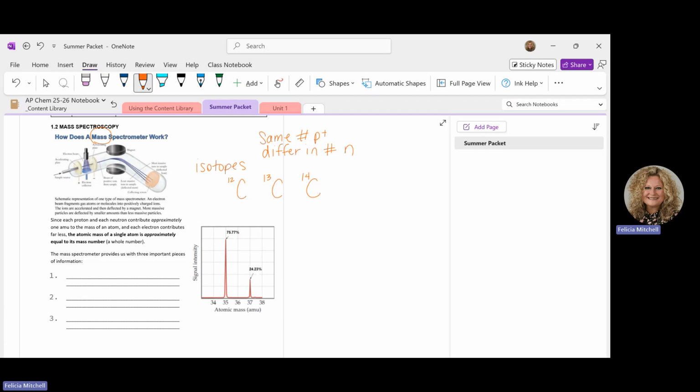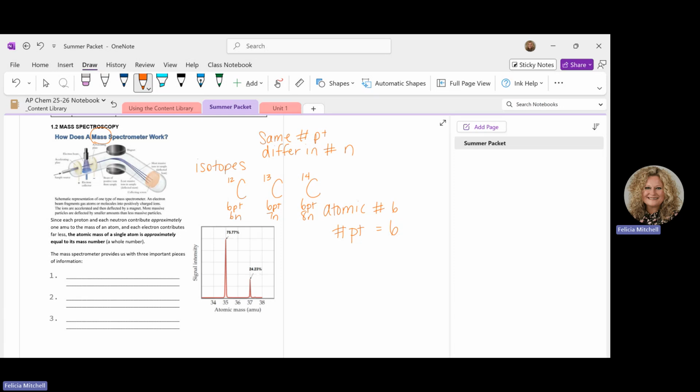So if you look at the periodic table, the atomic number of carbon is 6. So remember, that tells you the number of protons. So carbon has 6 protons. So carbon 12 has 6 protons and 6 neutrons. It's got to equal 12 for the mass. Carbon 13 has 6 protons and 7 neutrons. Carbon 14 has, again, 6 protons, and now it has 8 neutrons because it's got to equal 14 for the mass. They all have 6 protons.